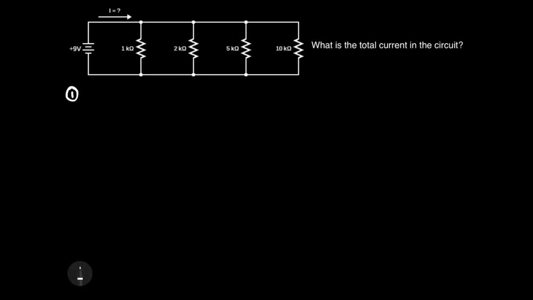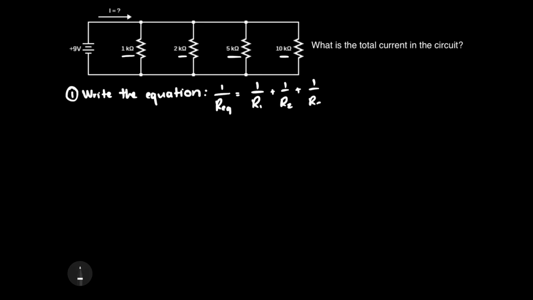In step 1, we simply write the equation for equivalent parallel resistors. We know that parallel resistors follow the reciprocal rule, meaning that 1 over the equivalent resistance is going to be equal to the sum of the reciprocal of all the resistances. In this case, since we have 4 resistors, the 1K, the 2K, the 5K, and the 10K, there's going to be 4 terms in our equation, meaning 1 over Req equals 1 over R1 plus 1 over R2 plus 1 over R3 plus 1 over R4.